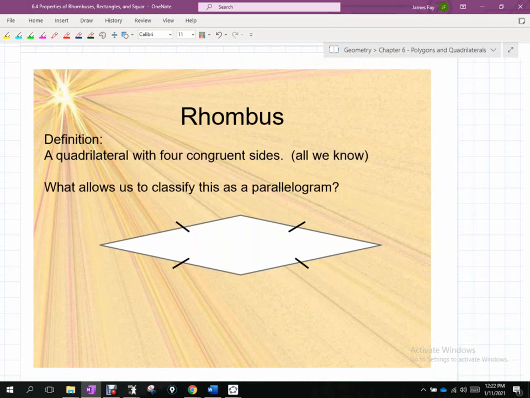Okay, most textbooks are going to say quadrilateral with 4 congruent sides. Let's just say 50% of your textbooks are going to say quadrilateral with 4 congruent sides. But let's think about this. If it's got 4 congruent sides, is that set of opposite sides congruent? Is this set of opposite sides congruent? So do we have a situation with both pairs of opposite sides congruent? In 6.3, we had a theorem that said if both pairs of opposite sides are congruent, then a quadrilateral is a parallelogram. Okay? So this thing's a parallelogram because of that feature.